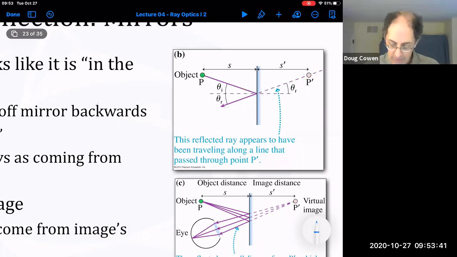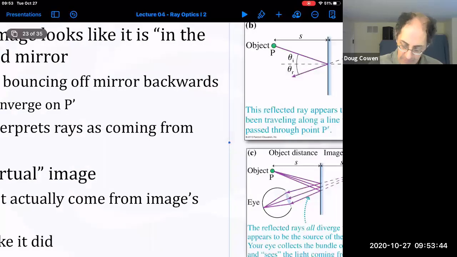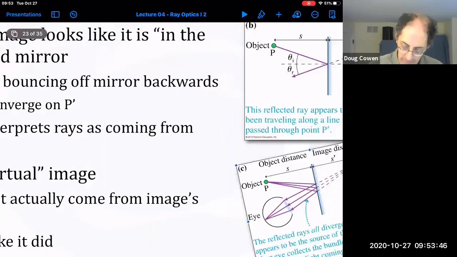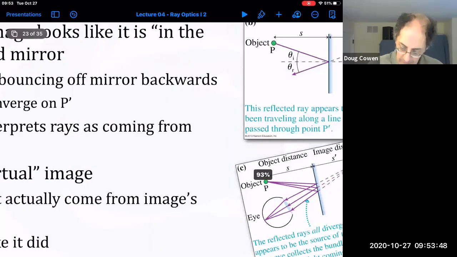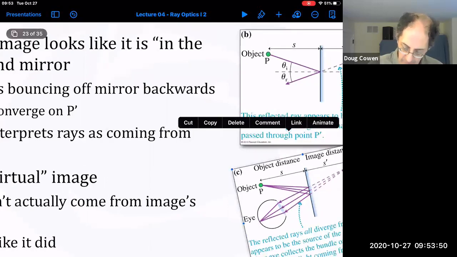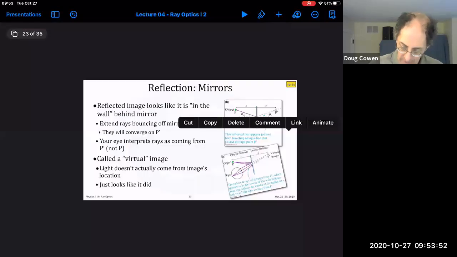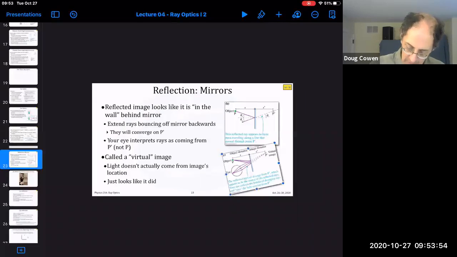And if you do a little more, whoops. Sorry. Shrink that down, so I'm going to rotate that.